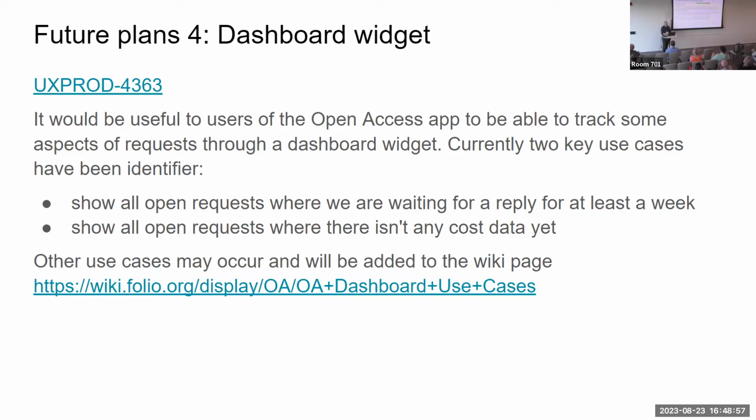And show all open requests where there isn't any cost data yet. So maybe, if you haven't added a charge to those yet, those are things you might want to go and work through or sort out. Those are the two we've got so far.